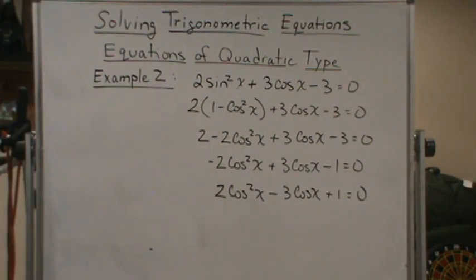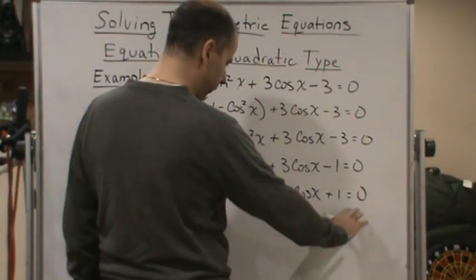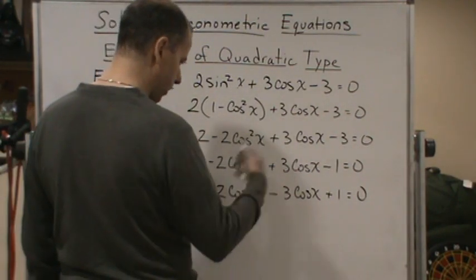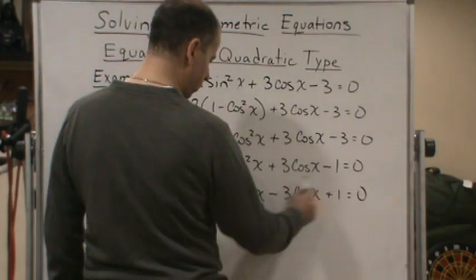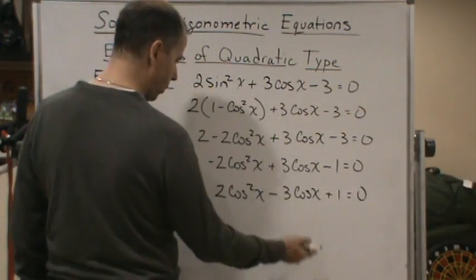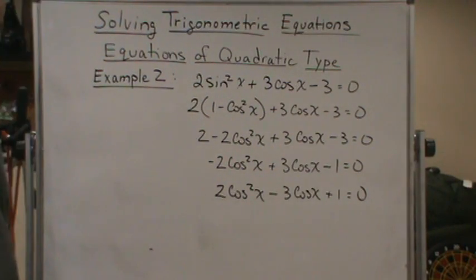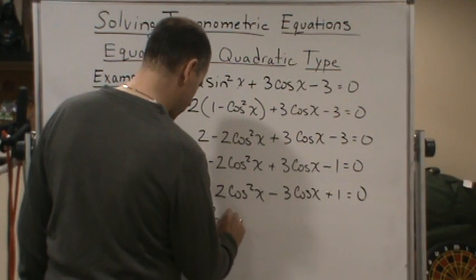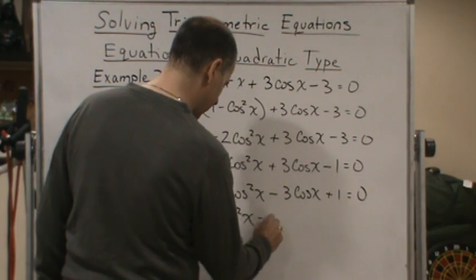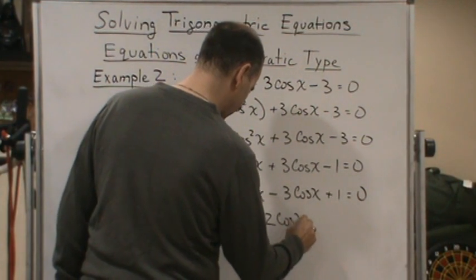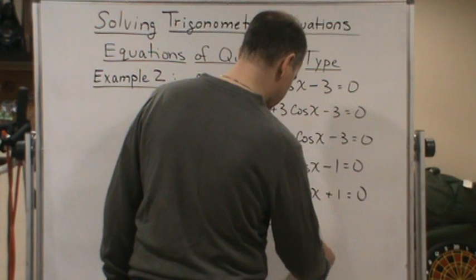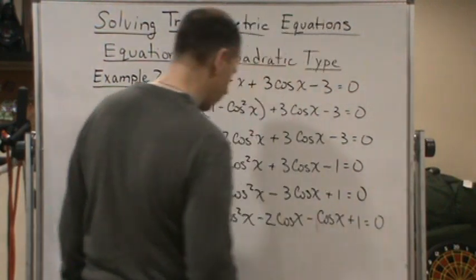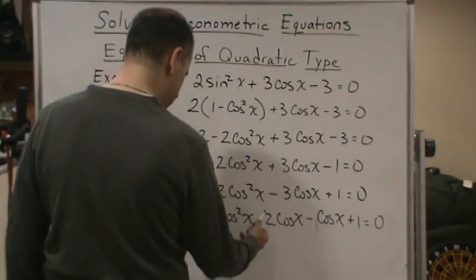Now I can go ahead and factor this, right? Notice that it's in quadratic form. So now I can, again, use the AC method and decompose the middle term. So 2 times 1 is 2. What two factors of 2 are going to give me negative 3? Of course, that's going to be negative 1 and negative 2. So again, I'm going to decompose the middle term. So I'm going to write this as 2 cosine squared x minus 2 cosine x minus cosine x plus 1 equals 0.